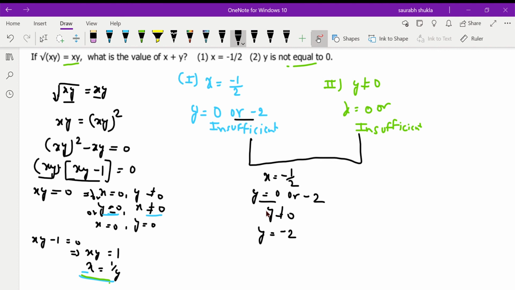And which option gives you that? It's option C. I hope this helped.